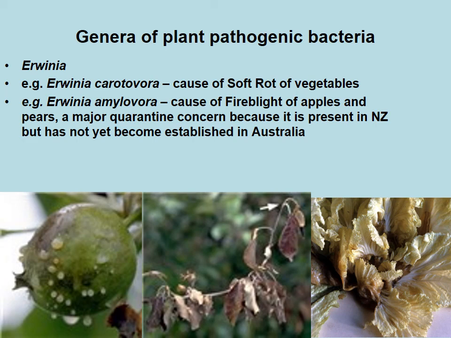Photo in the middle, we have fire blight on apple, and we can see that characteristic crook at the shoot tip, and that's indicated with that white arrow. To the right, you can see an infection by Erwinia carotovora.